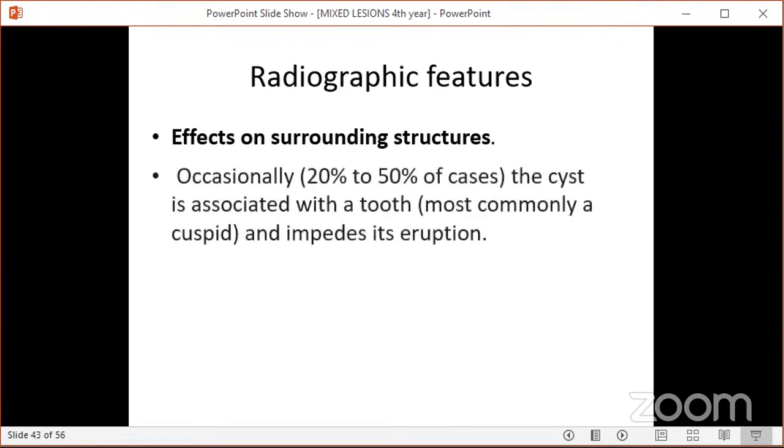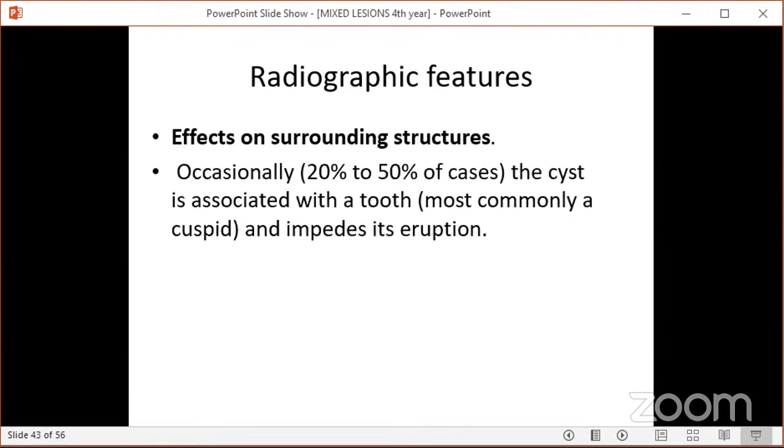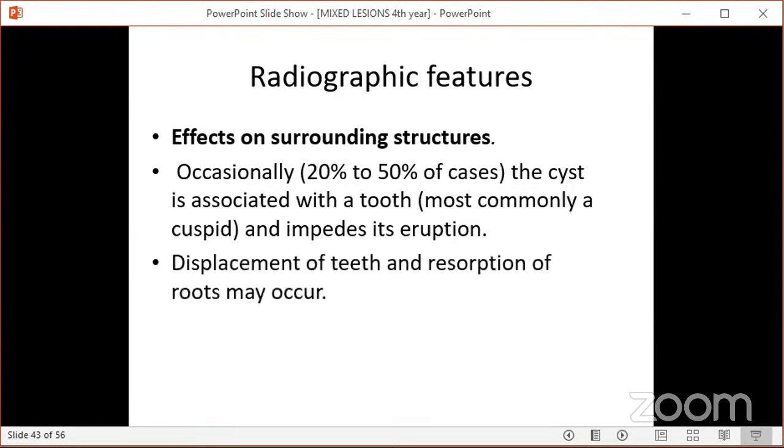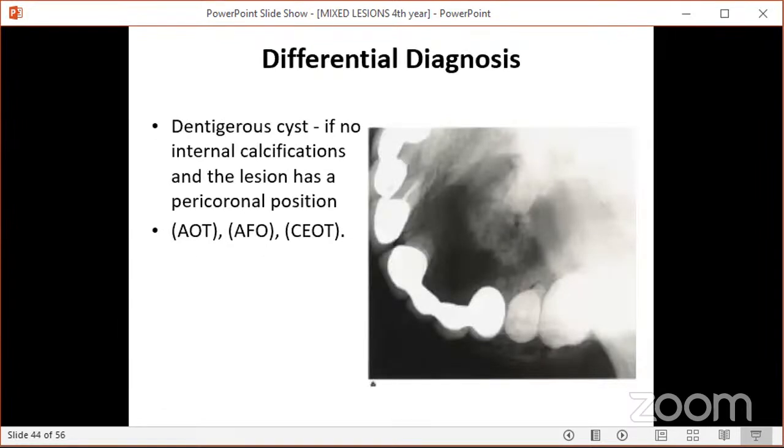Effects on the surrounding structures. About 15 to 20% of cases will be associated with a tooth, most commonly the canine, and impede its eruption. As it grows, it causes displacement of teeth and resorption of the roots, and occasionally may cause a perforation of the cortical plate.